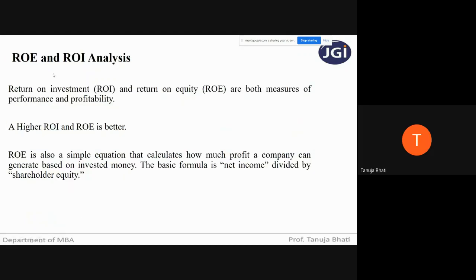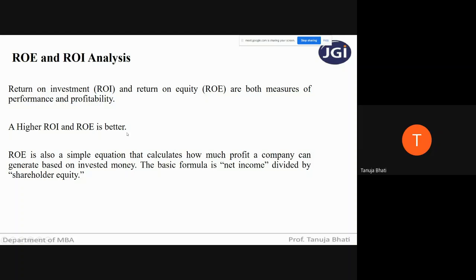Next, ROE and ROI analysis. So ROE is return on equity and ROI is return on investment. So return on investment means what, students? Once you have invested, what is the profit you're getting on your investments? Return is nothing but your income on investment, what you're going to get. And return on equity is, whatever capital you have raised, what is the return on equity that you're getting. These both are the measures of performance and profitability. So the higher ROI and ROE is better.